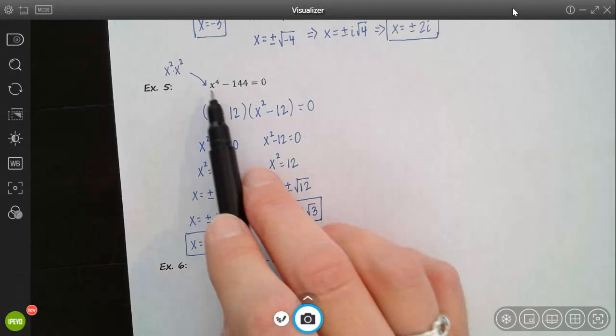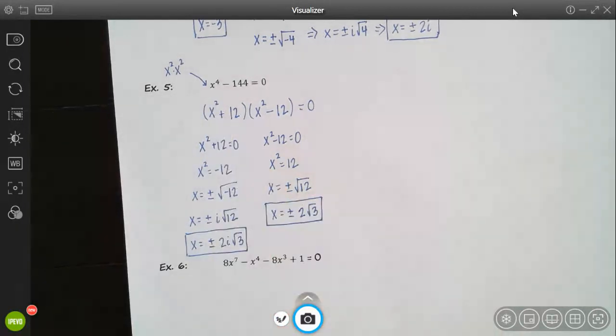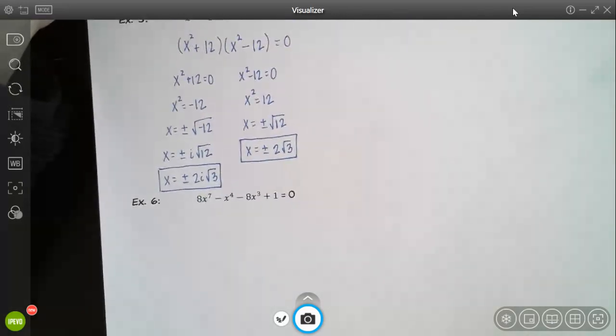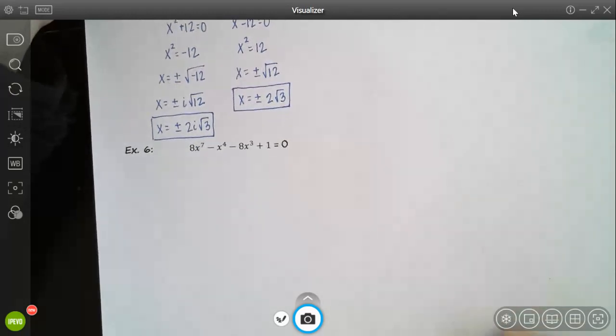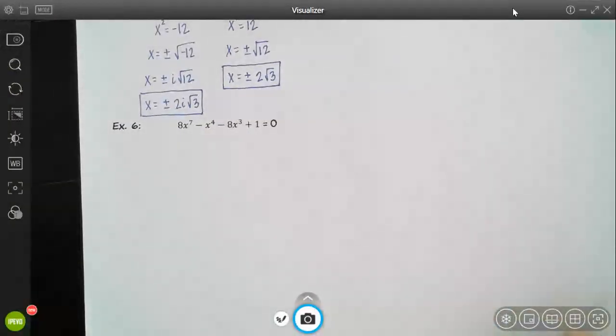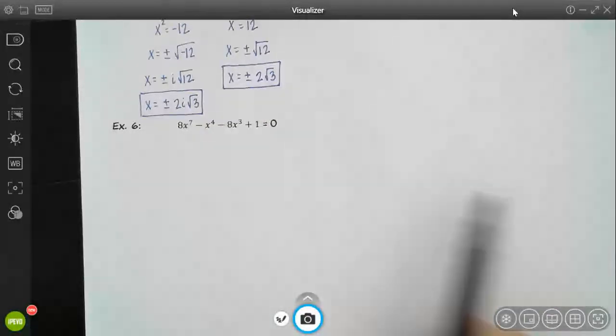All right, so the last problem that we want to look at is example 6. So we have an 8x to the 7th minus x to the 4th minus 8x cubed plus 1 is equal to 0. So this is a 4-term polynomial here, so chances are we probably want to group. So I'll go ahead and do my grouping here.